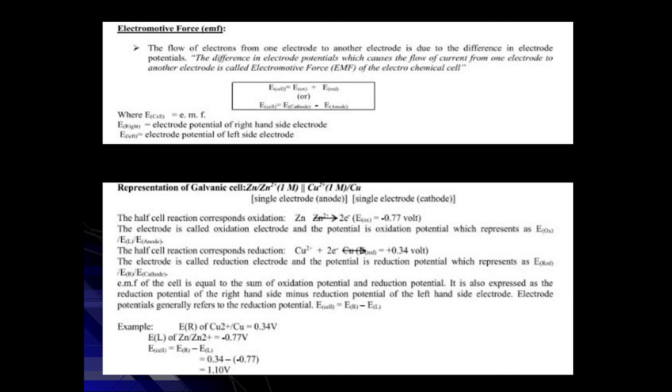Now let us see the electromotive force of the galvanic cell. E cell is equal to E naught RHS minus E naught LHS. We know the value of the left hand side half cell is minus 0.77 and the right half cell is plus 0.34. Here these are placed in the equation. Let us see. E cell is equal to 0.34 minus of minus 0.77, and the value of the electromotive force is 1.1 volts.